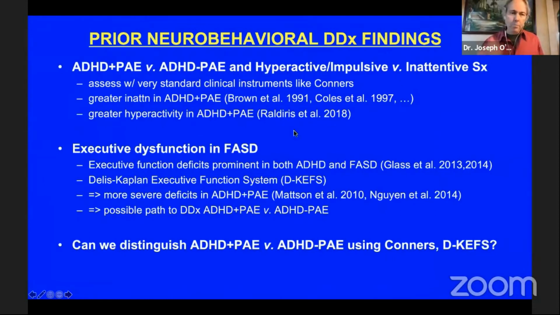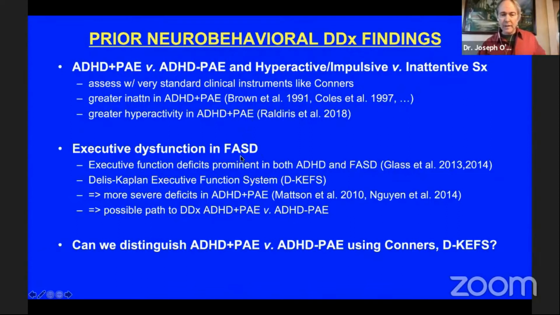And so there are prior neurobehavioral findings relative to ADHD plus PAE versus minus PAE to guide our study. For example, the mix of hyperactive, impulsive versus inattentive symptoms might be different in the two etiologies. This can be assessed easily with very standard clinical instruments like the Conners Behavioral Rating Scale. Most studies have found greater inattention relative to hyperactive symptoms in ADHD plus PAE. However, one recent study found the opposite. They found more hyperactivity in the ADHD plus PAE patients.